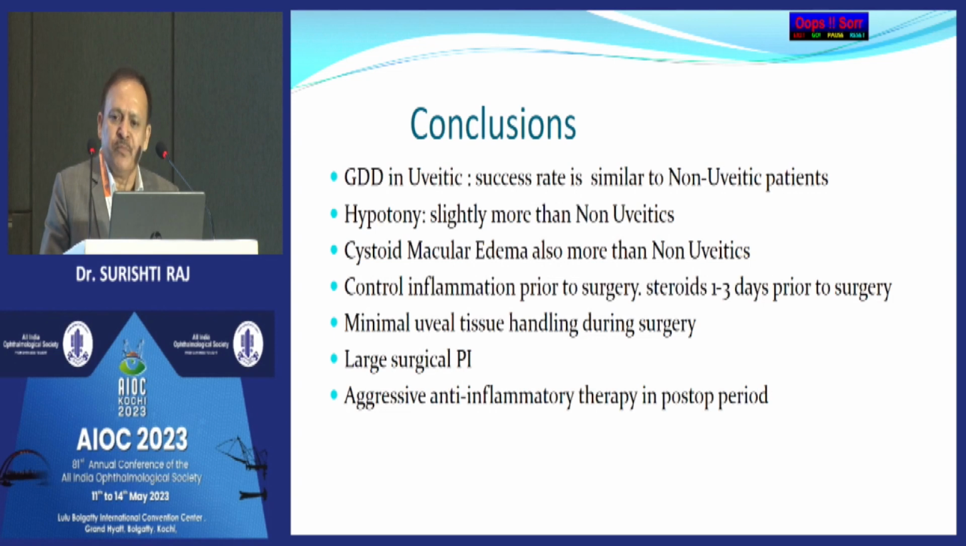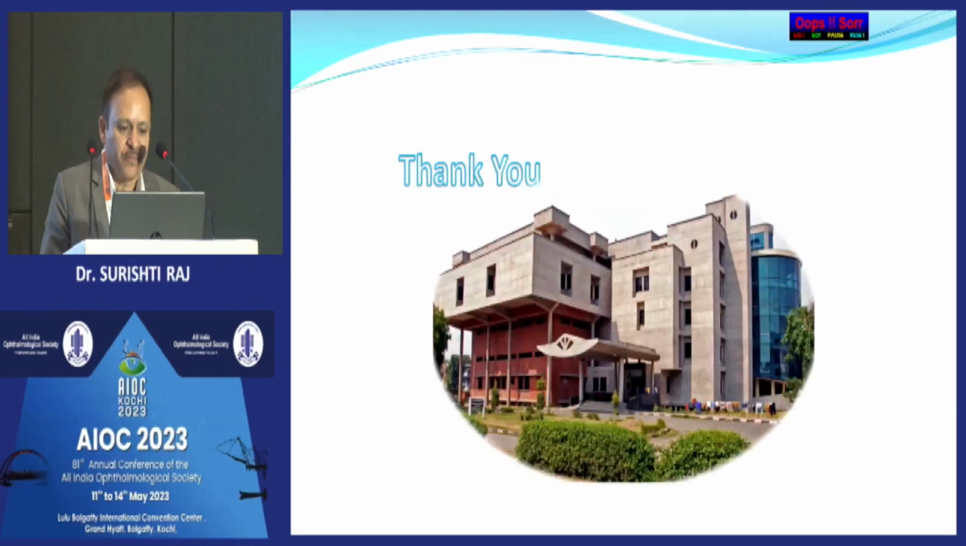Control of inflammation prior to surgery is very important and crucial to the success of the tube. Minimal iris and uveal tissue handling during the surgery. And consider a large PI if there is a lot of synechiae. And if it is a pseudophakic patient, we can consider placing the tube in the sulcus. Aggressive anti-inflammatory therapy in the post-operative period is mandatory.